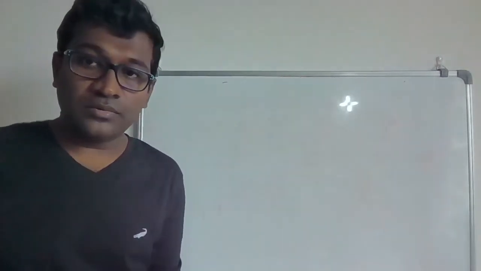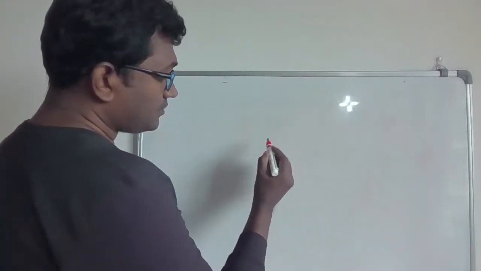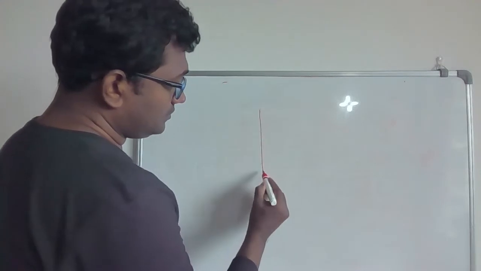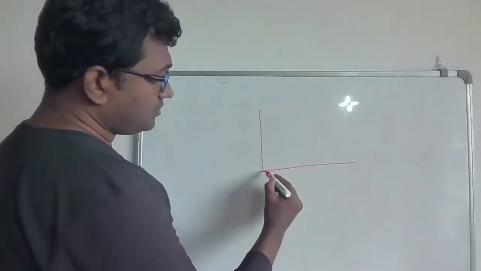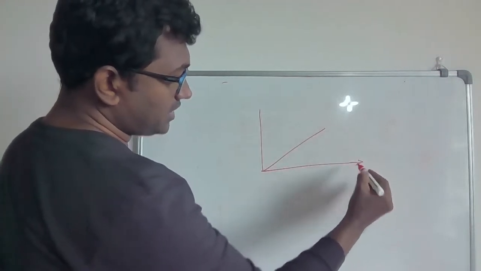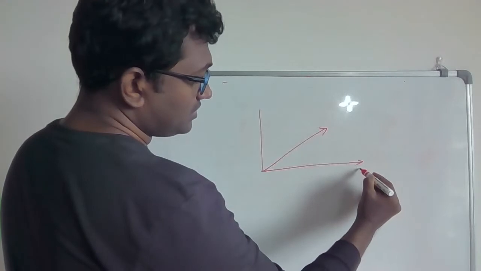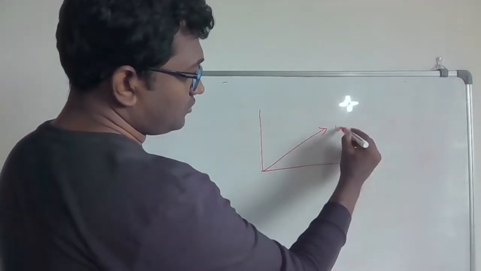Okay. Now let's go to projections. So projections are nothing but trying to represent a vector on the top of another vector. Let's say you have two vectors like this. Let's say this is v and this is u.